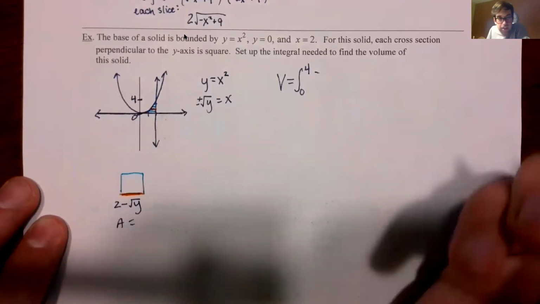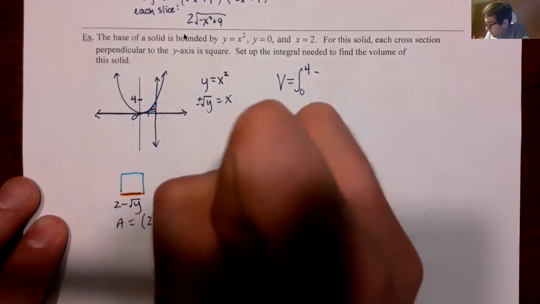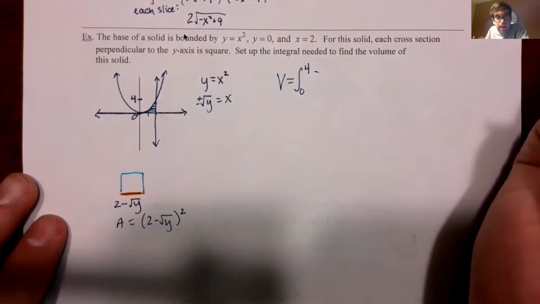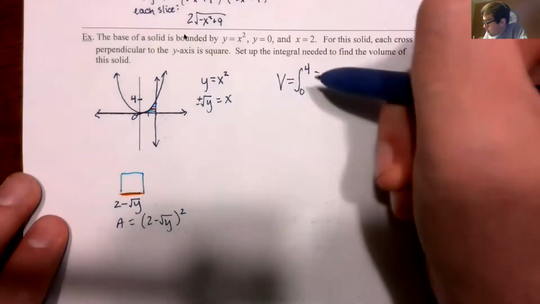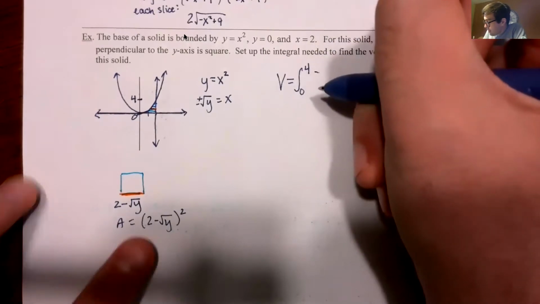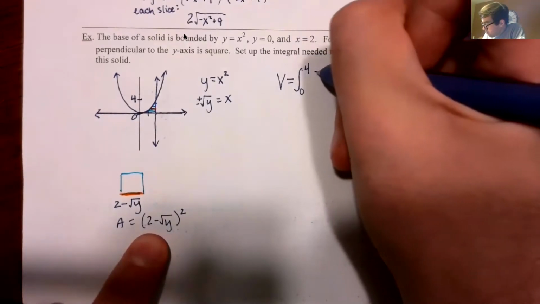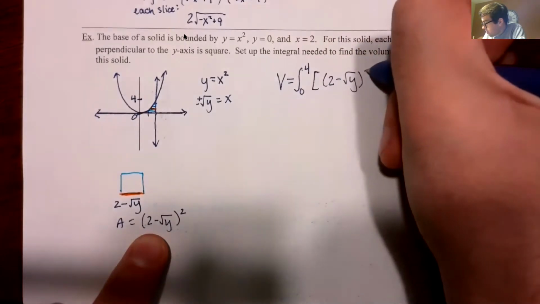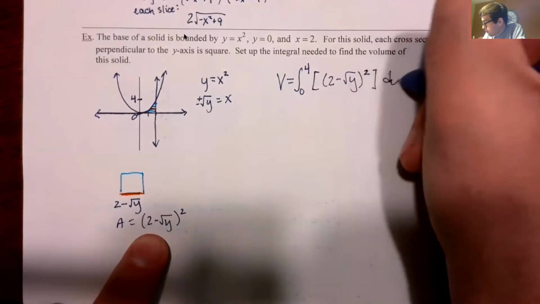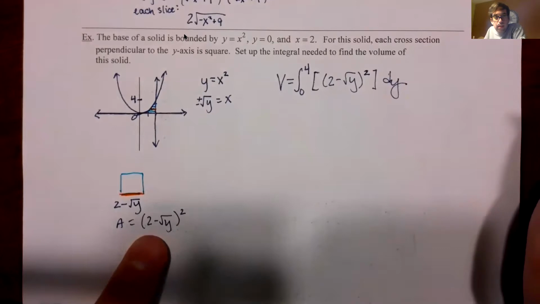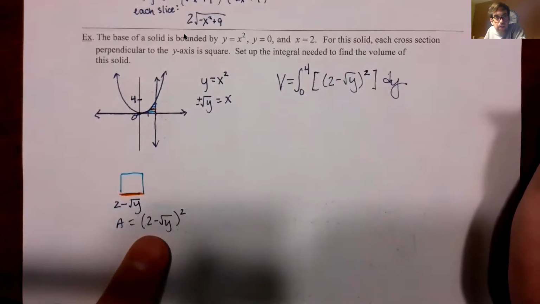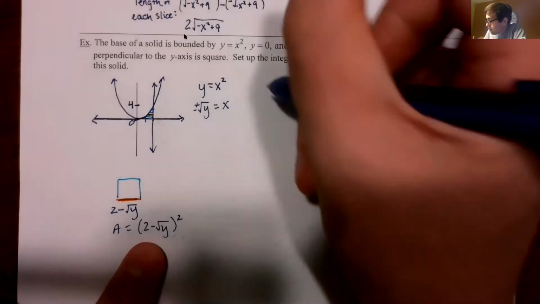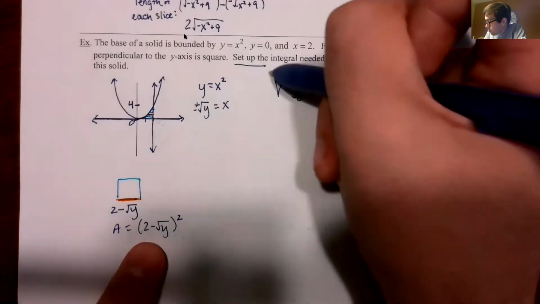So the area of each of these squares is going to be 2 minus root y, squared. Okay, and so I'm going to come back over here. I already set up the bounds from 0 to 4, and now I have the area of each square. So it's going to be the integral of 2 minus the square root of y, squared, dy. And that is making a square at every single one of these slices, adding them all together to get a 3D volume. So that's how we do that. And this question also just said set up the integral. So we set it up.